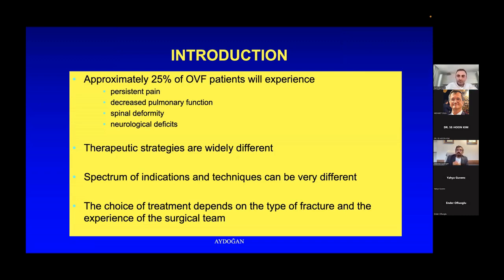Generally, approximately 25% of OVF patients will have persistent pain, decreased pulmonary function, spinal deformity, and neurological deficits that will necessitate surgical interventions. And the therapeutic strategies, spectrum of the indications, and the surgical techniques can be very different, not only in countries, but also in centers. So the choice of treatment depends on the type of fracture and the experience of the surgical team also.